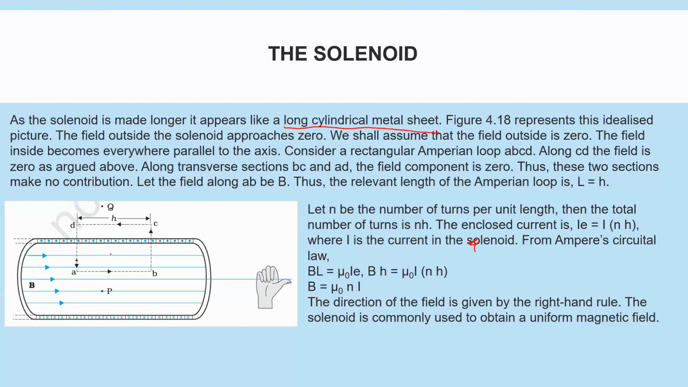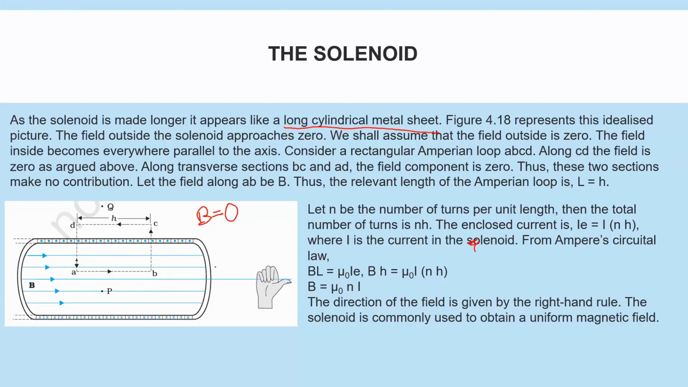Okay, you can see over here the field outside the solenoid is approaching 0, and we will assume that the field outside is 0. Since it is approaching 0, we are going to consider that the field outside the solenoid is 0. So B will be equal to 0 outside the solenoid. The field inside will become parallel to the axis of the solenoid.